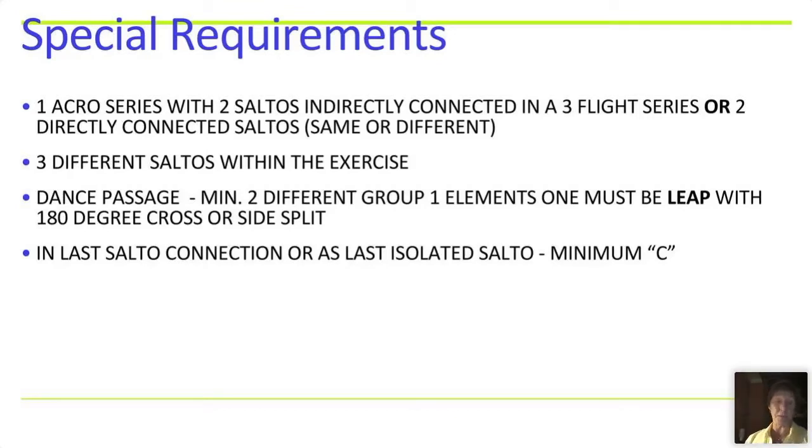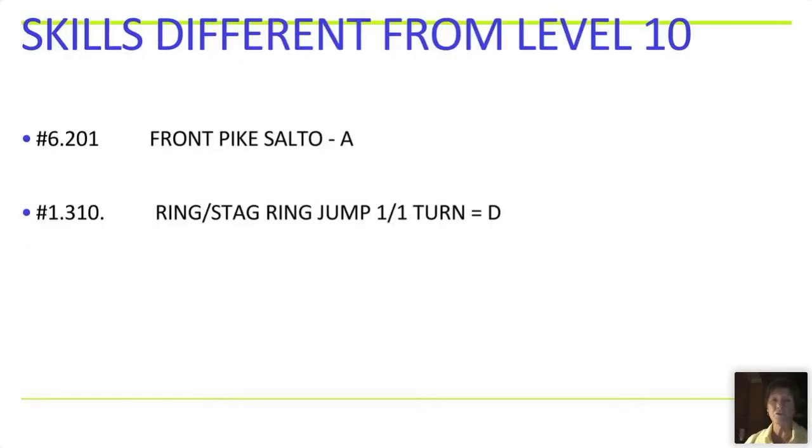Also have to have the dance passage with a minimum of 2 different group 1 elements. One must be a leap with a 180-degree cross or side split. Sometimes that gets us even in age group because we forget they have to be different. But the last salto connection or the last isolated salto has to be a minimum of a C. And the only 2 skills that we have that are different are the front pike salto is an A, whereas in DP it's a B, and a ring, stag ring, either one, full turn is a D.